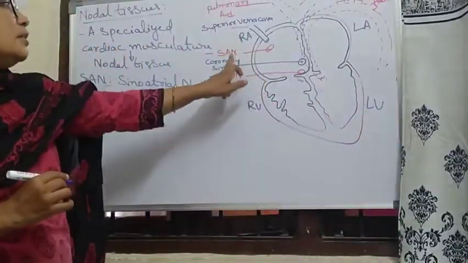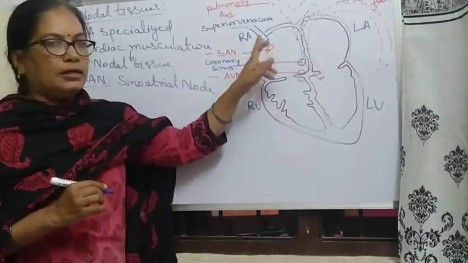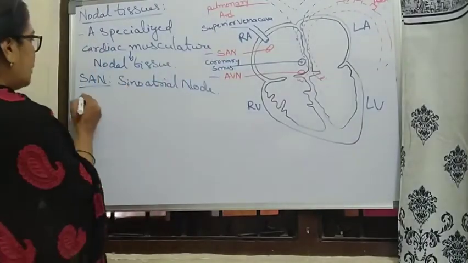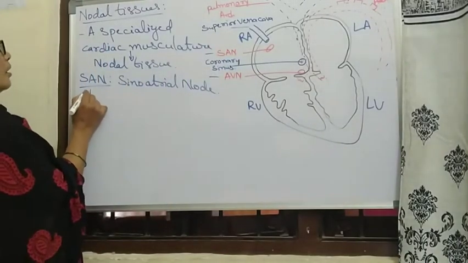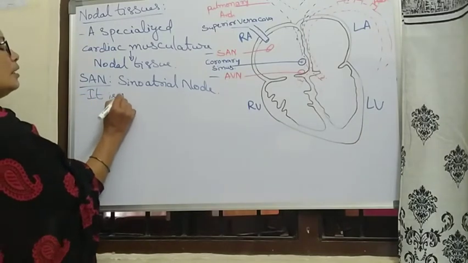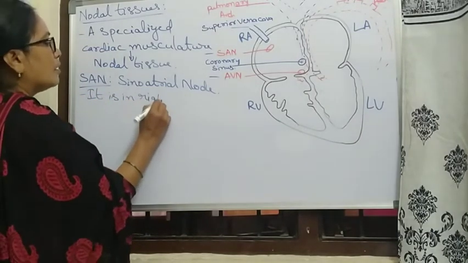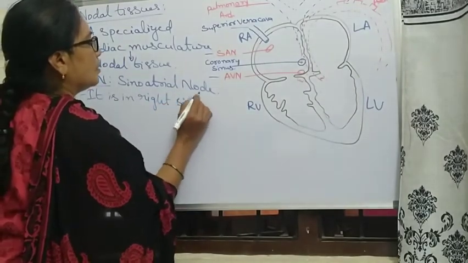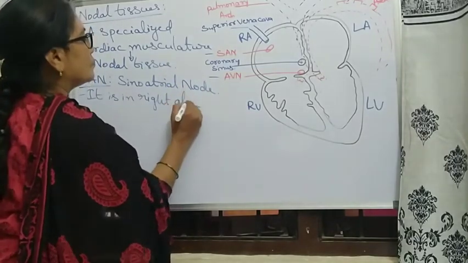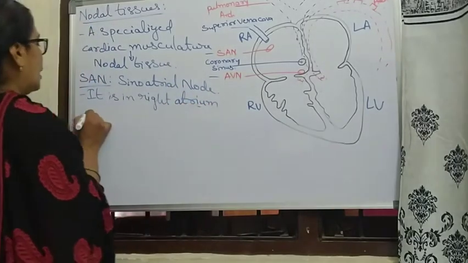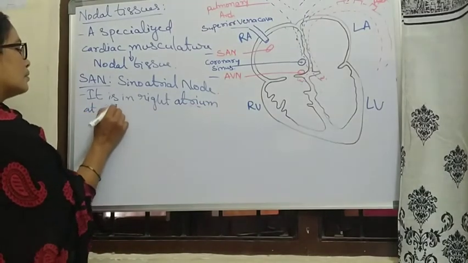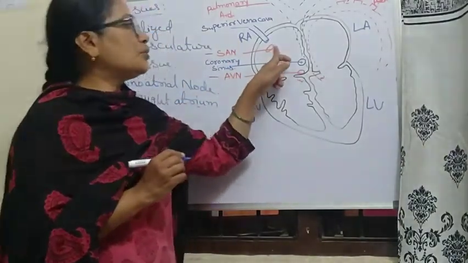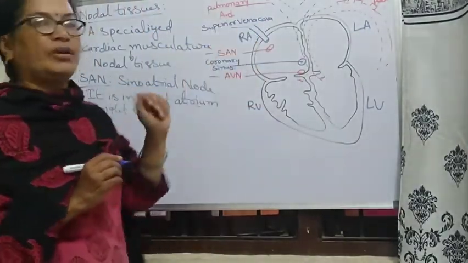Okay, here this SAN node is present in the right atrium, at the right side of the atrium. Okay, means where it is situated, it is in the right side of the right atrium. Here it opens near the superior vena cava.